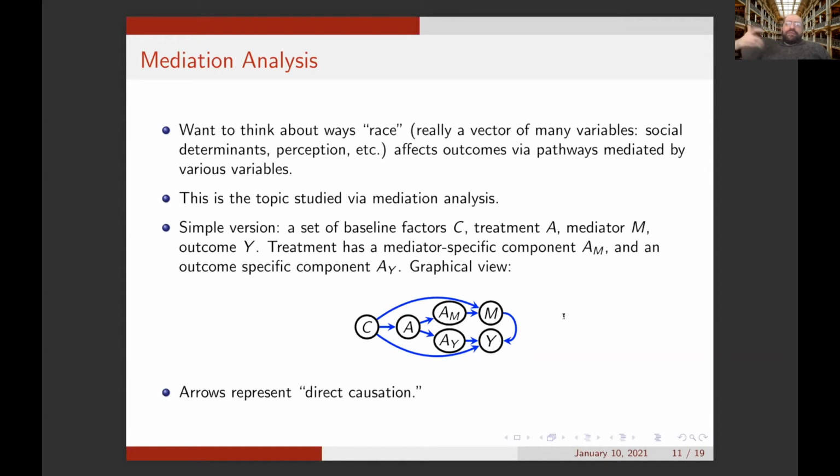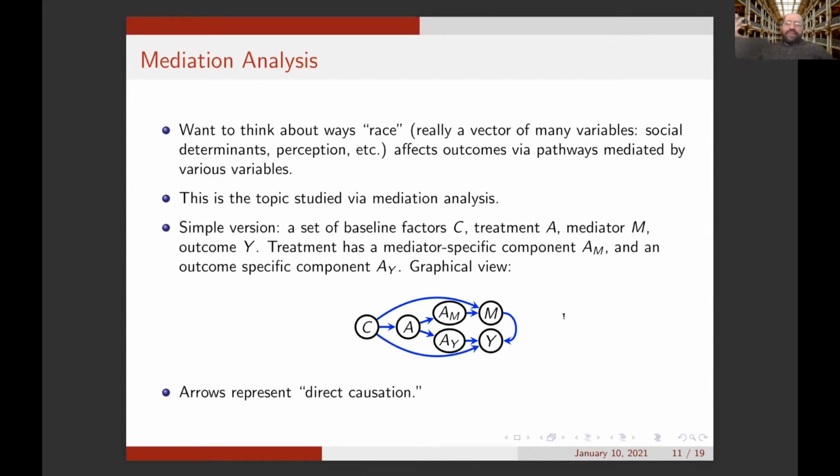mediated by various variables. And so this is studied by something called mediation analysis. So here's a simple version of the mediation analysis problem. You have a set of baseline factors, some sort of complicated treatment like race, a mediator, and an outcome. And this treatment has a mediator-specific component, AM, and an outcome-specific component, YM. And so sometimes people draw causal models as graphs.